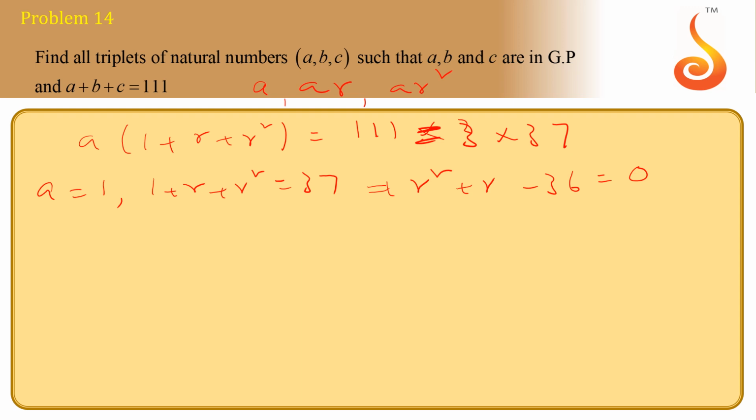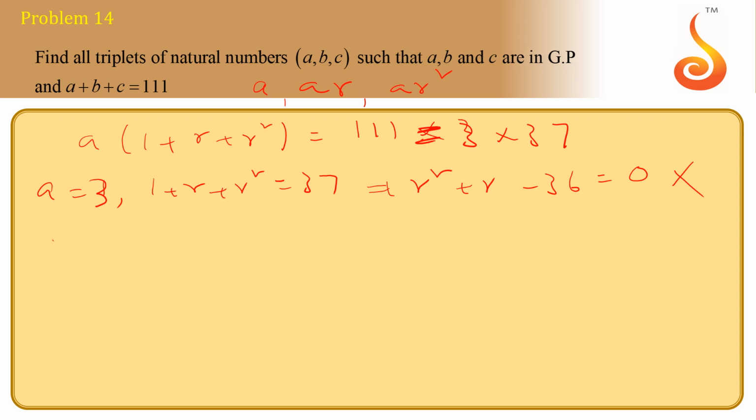So I took A equals to 1. Now A equal to 3. Then R equal to how much? R square plus R minus 36 equals 0. Not possible, no. So this case is not possible.